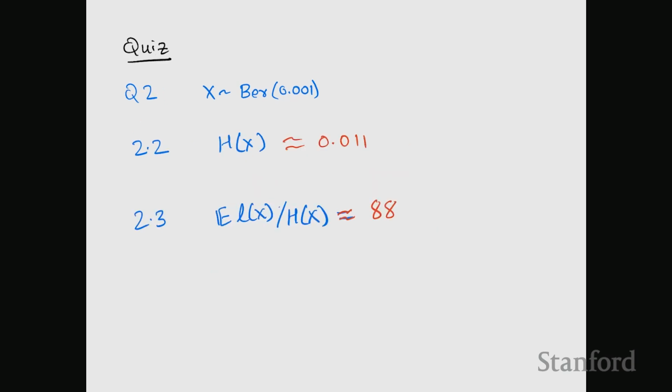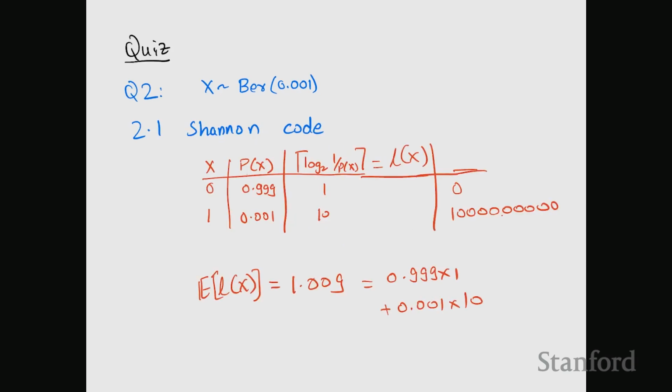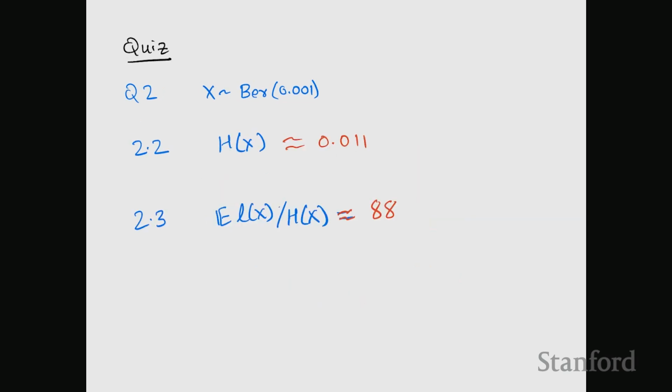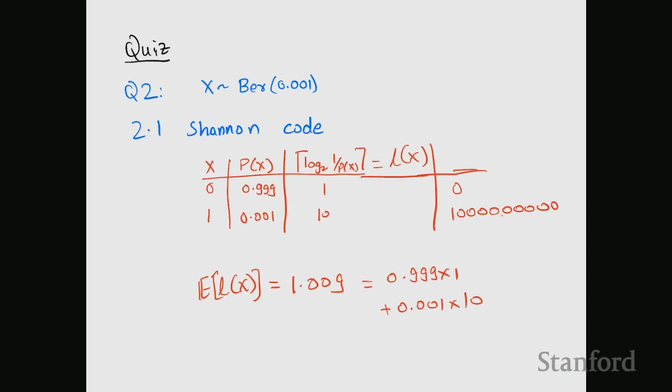The takeaway really is that for this very skewed distribution, Shannon codes are not doing particularly well. You should be spending 0.01 bits per symbol, very few bits per symbol, but you are spending more than 1 bit per symbol. It's a huge overhead. Not great. Okay, any suggestions? What is the first thing we can do to improve this code?